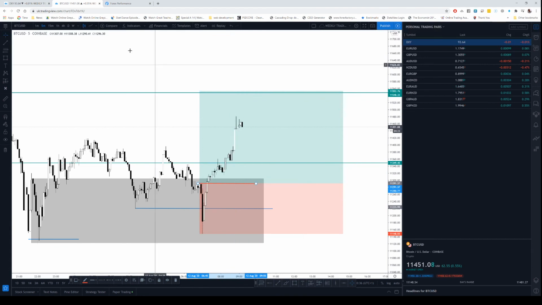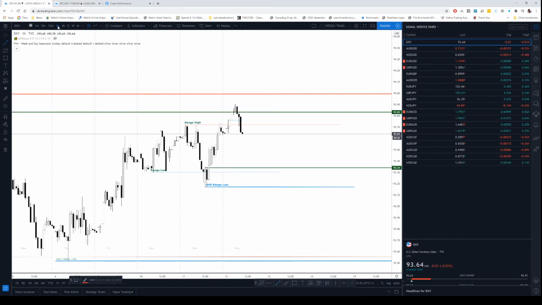All right, so hopefully this market structure lesson has helped you to understand more about the market. There is more to it, and I will do another session maybe tomorrow regarding the market structure.